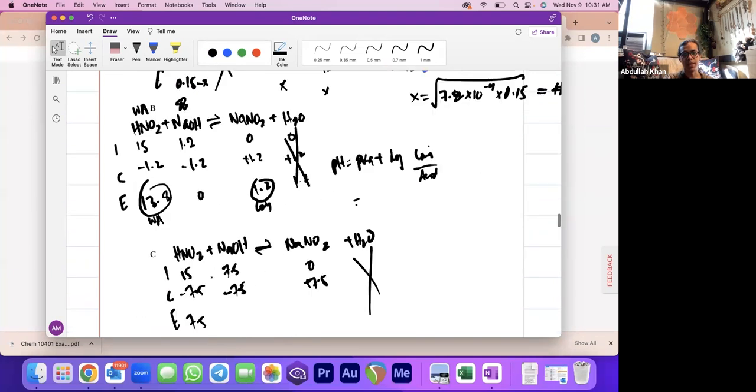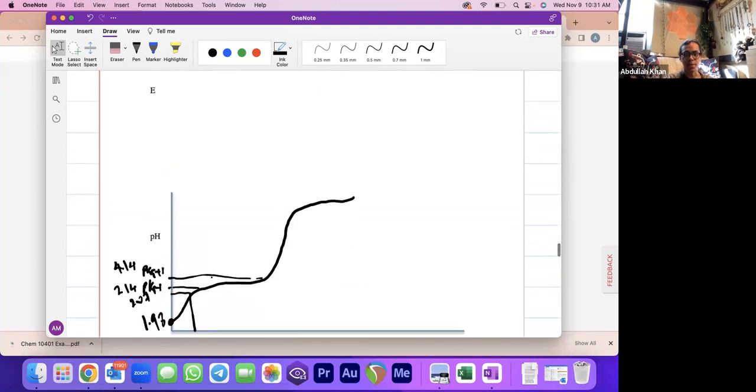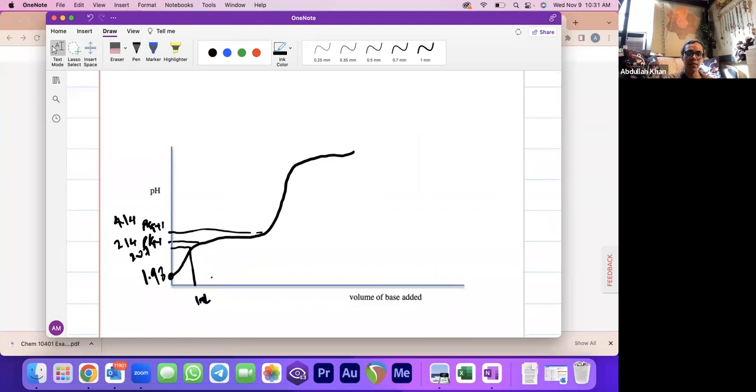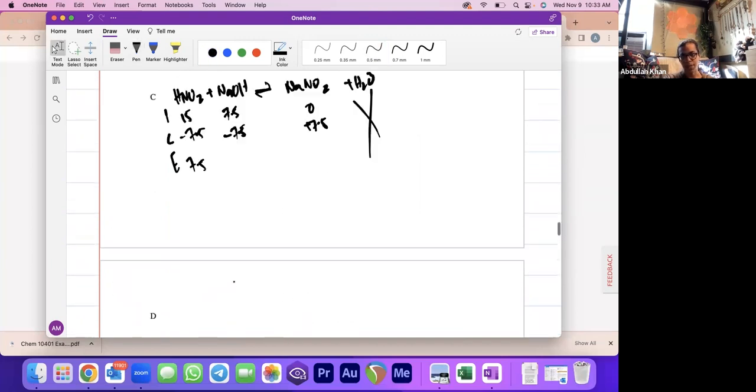Great, so we're done with C. pH is pKa, which is 3.14, which is over here. Volume of the base added. Let's see what the volume of the base added should be.